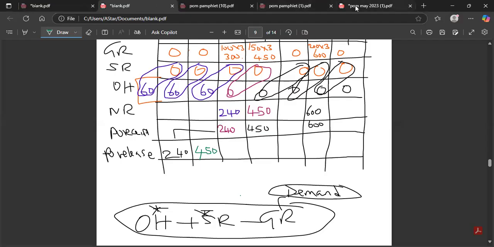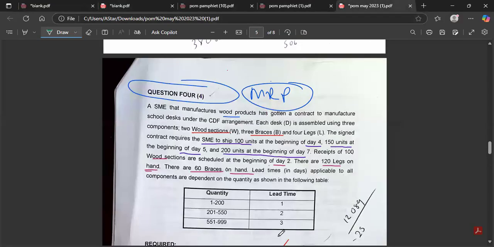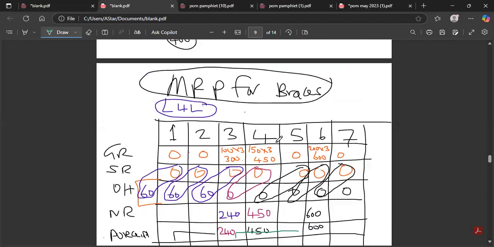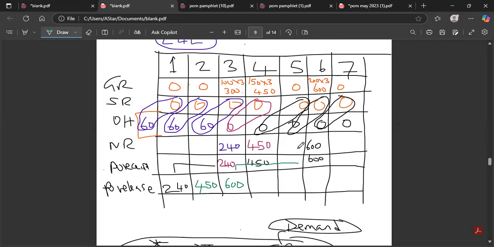Then the other one, 600 should have a lead time of 3 because it falls here, 551 and 999. I'm sure you are with me. So lead time of 3. So bring it backwards 3 times. 1, 2, 3. So it will come here. So this is it, MRP for the braces. Is it clear so far? Yes, it's clear. Okay, thank you very much.